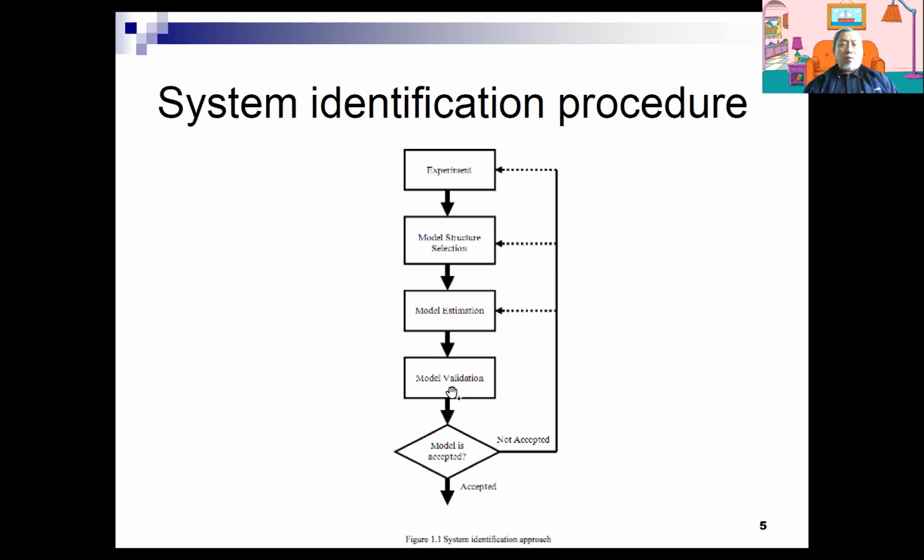Then if the model validation shows a good percentage, or a very small FPE, final prediction error, or a very small AIC, then the model is accepted. Then we straightforwardly accept it and put it in Simulink for the next step, which is the controller design. If not, we have to estimate the model again, or maybe choose another model structure, or maybe we have to do the experiment again.